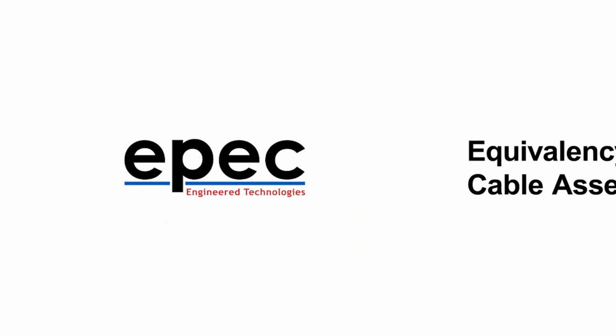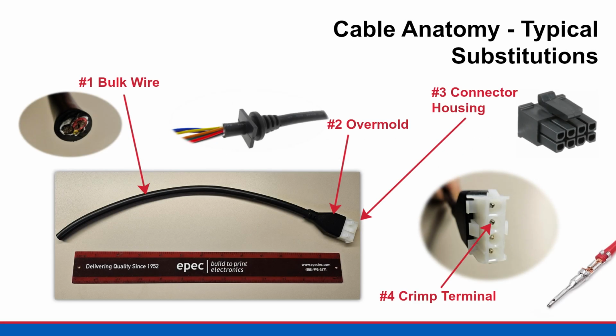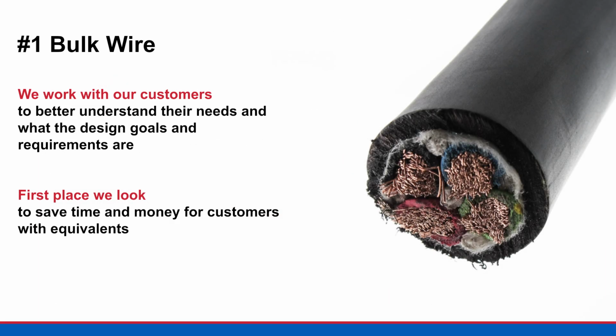Understanding equivalency in cable assemblies. Now, we'll touch more on the actual meaning of equivalency in cable assemblies and how that helps our customers. When it comes to looking at substitutions or an equivalent, what we want to consider is the different components or the cable anatomy. The first thing is the bulk wire.